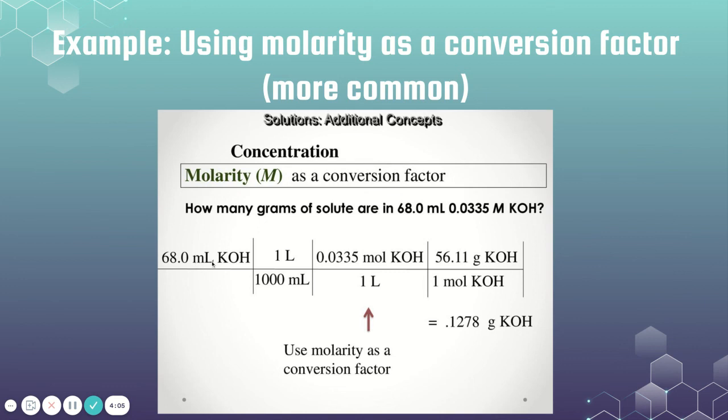So 68.0 milliliters of potassium hydroxide. I'm going to convert that to liters because I know that my molarity is over liters, not over milliliters. Then I can use my molarity as a conversion factor. And because it asked for grams, not moles, I'm going to convert my moles to grams using molar mass. So milliliters cancel, liters cancel, moles cancel. I'm left with my grams and I get my final answer, 0.1278 grams of potassium hydroxide. You need to put the 0 there. Unfortunately, this person did not. You will see more examples in your notebook for the molarity calculations.